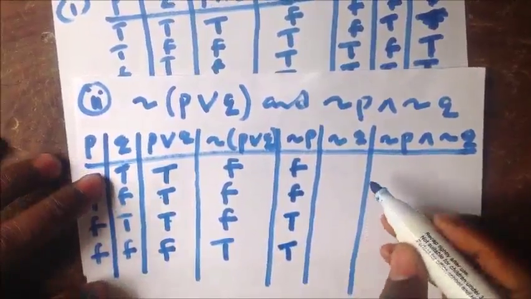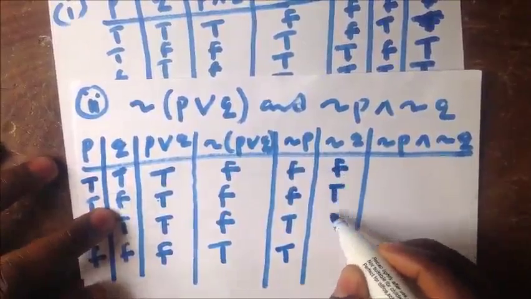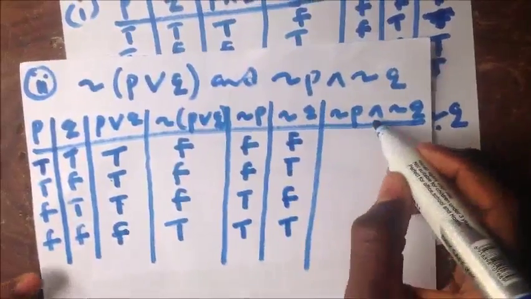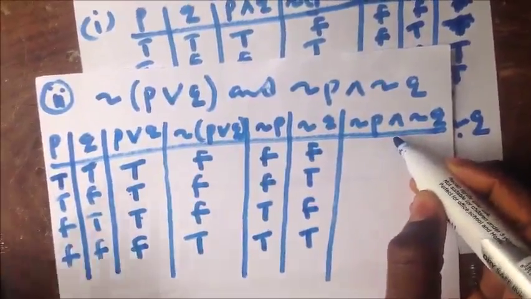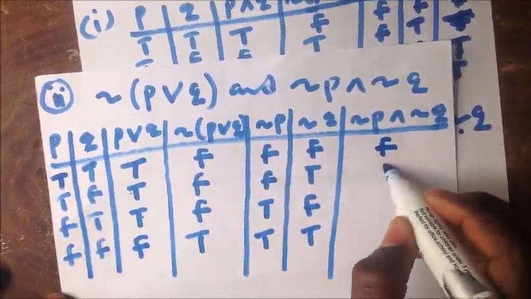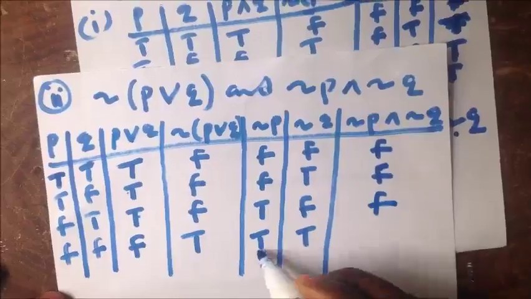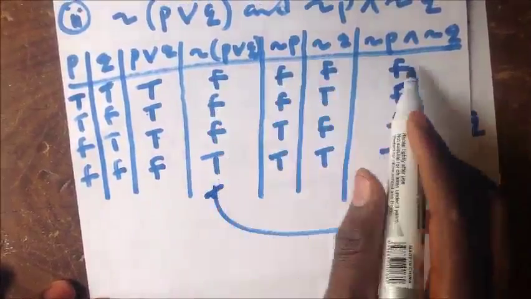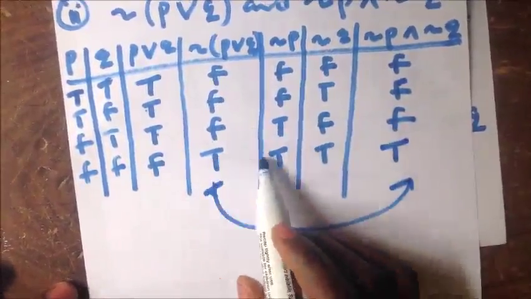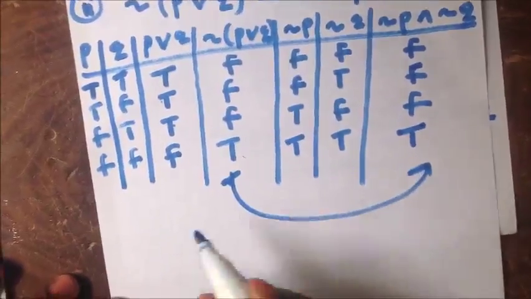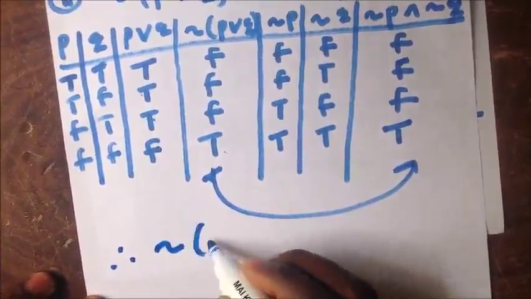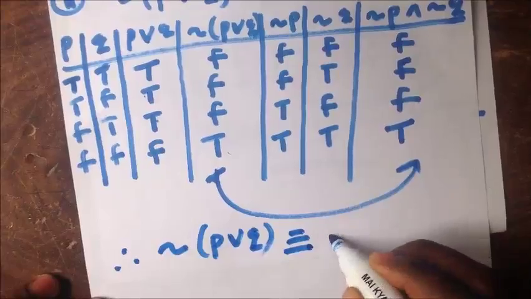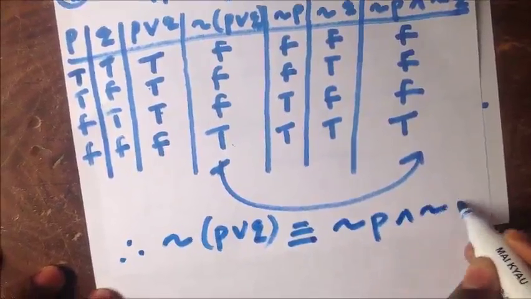The negation of Q: true becomes false, false becomes true, and so on. Then remember this is and. And is true when both are true. False, false is false. True, false is false. True, false is false. True, true is true. Now, if you check this column and this column, you see that we have false, false, false, true in both. So we can say, therefore, that the negation of P or Q is logically equivalent to the negation of P and negation of Q.